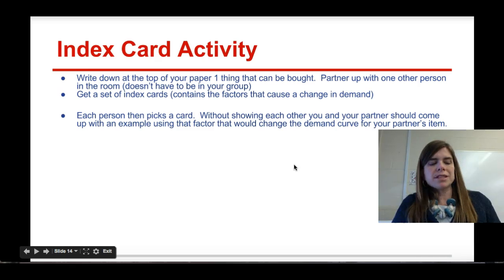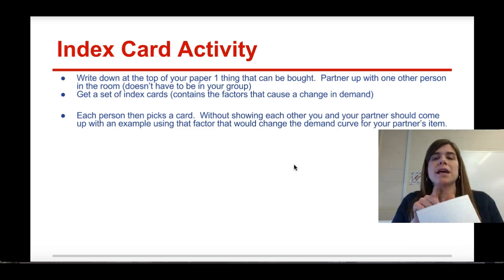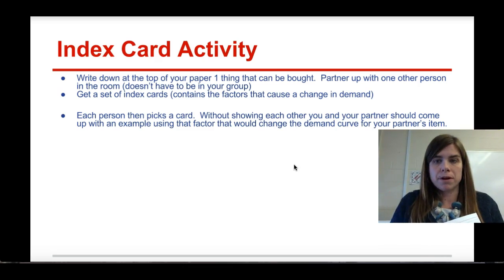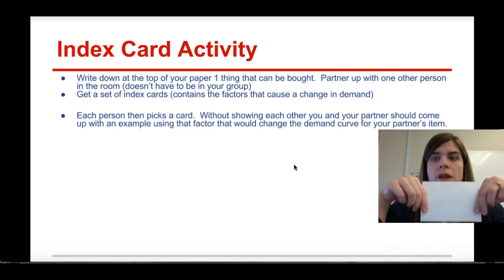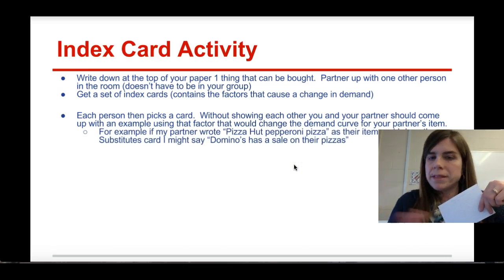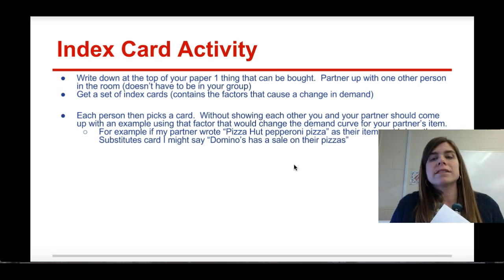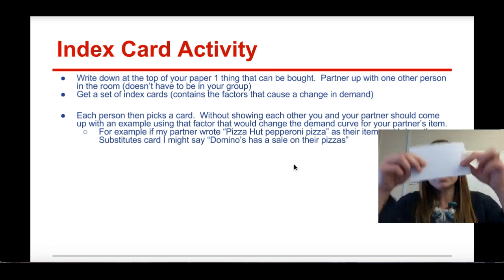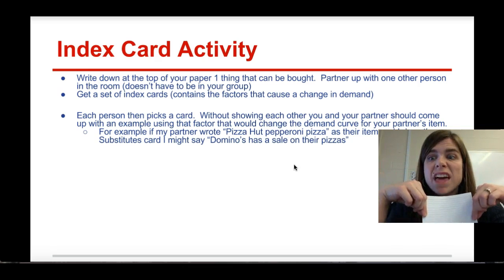So each person is then going to pick a card. Okay? I'm not going to tell my partner what's on this card, but I am going to use this for an example for the item on their paper. They're going to have to try and figure it out. So for example, if my partner wrote Pizza Hut pepperoni pizza as their item, and I draw a card that says substitutes, I might say Domino's has a sale on their pizzas. Okay? I'm not telling my partner that it says substitutes on there. They're going to have to figure that out.